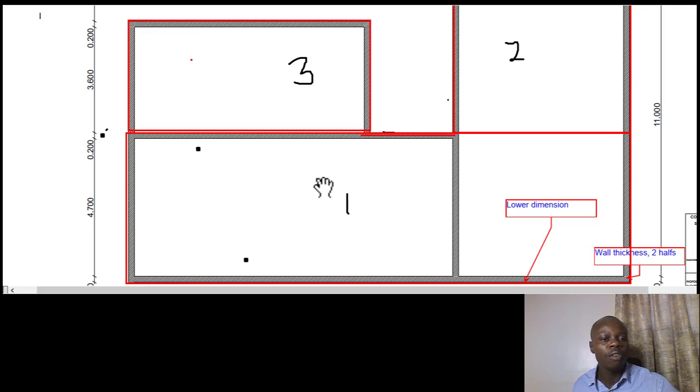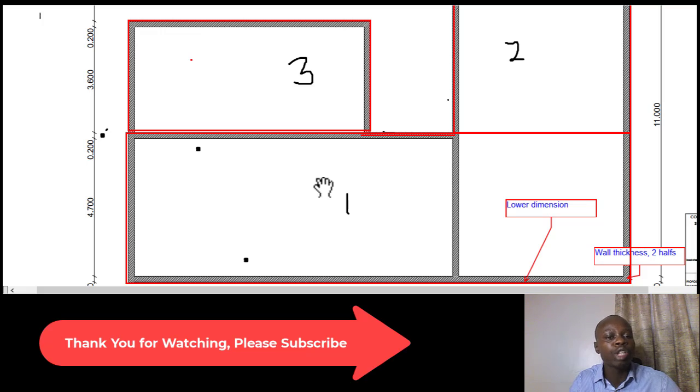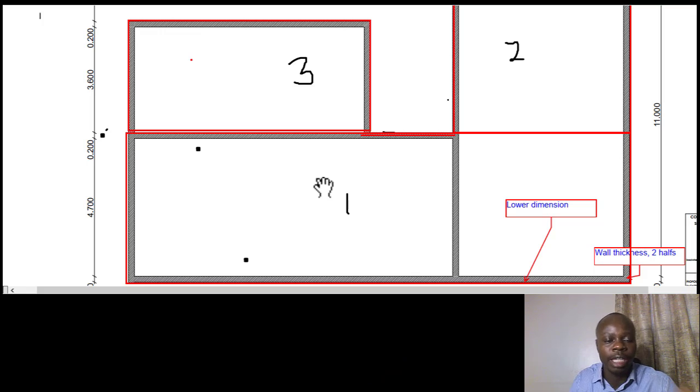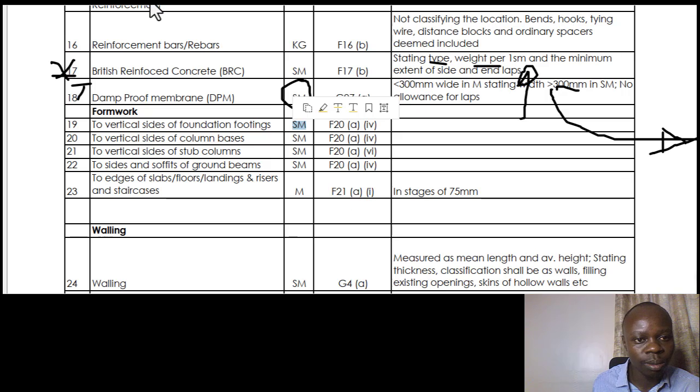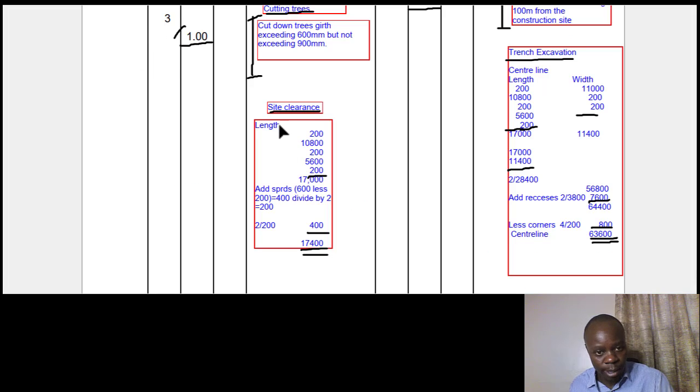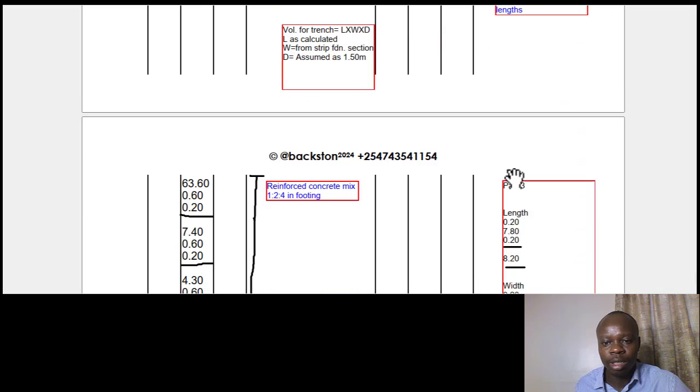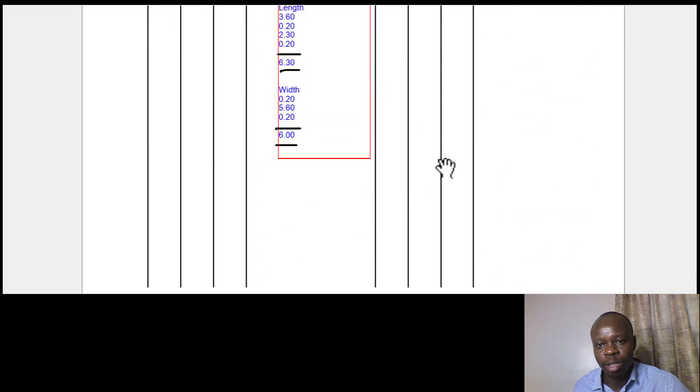Okay, therefore the best approach would be we use what we have as the center line, and then you multiply by 2. That is going to give us the sum of what we have internally and what we have externally. So without further waste of time, you get the center line. Once you have the center line, you multiply that by 2, so that you get the area for the formwork. Okay, so that is what I'm trying to explain to you.